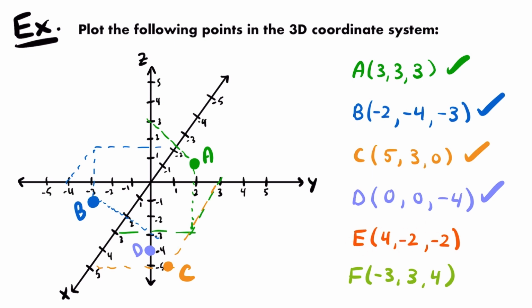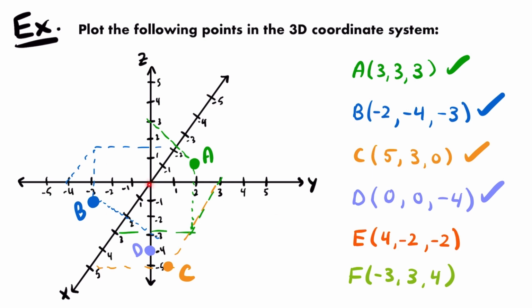Point E has the coordinates 4, -2, -2. So now we're back to what we had with the first 2 points. We have a coordinate point where none of the coordinates are 0. So we have to account for the x, y, and z directions here. Our x-coordinate is 4, and our y-coordinate is -2. So let's locate those values in our coordinate system.